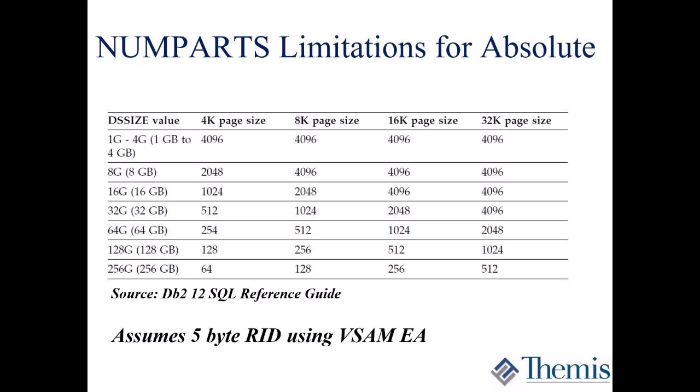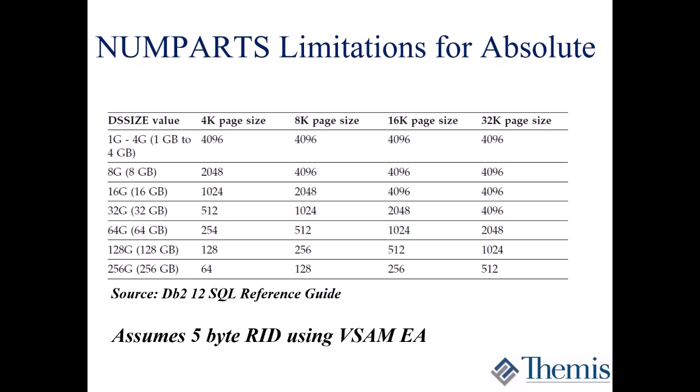We can mitigate that somewhat by increasing the page size. For an 8K page, those numbers basically double, and for a 16K page, they basically double again. So for really large table spaces, you're always balancing these three things against each other: your DS size, the page size, and the maximum number of partitions that you're allowed.